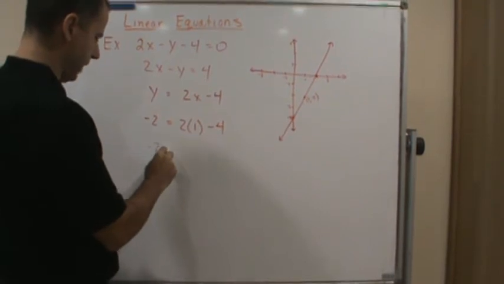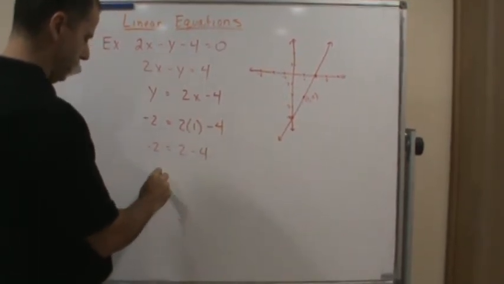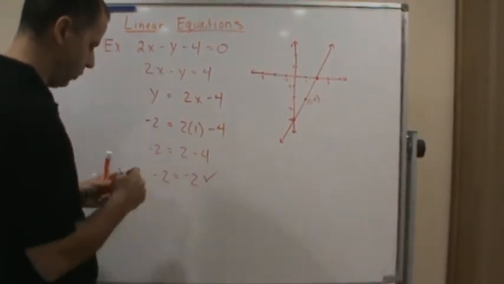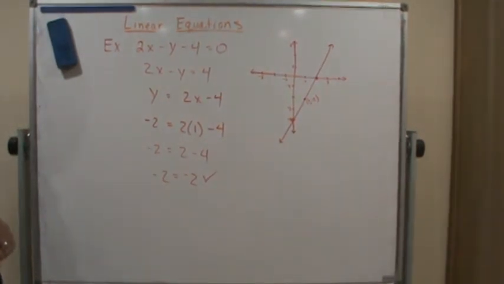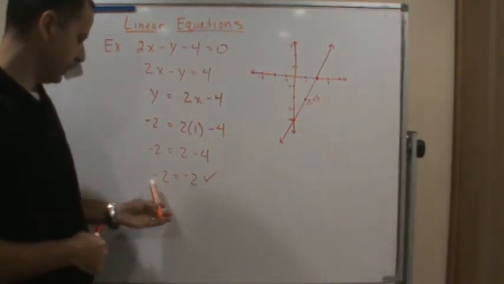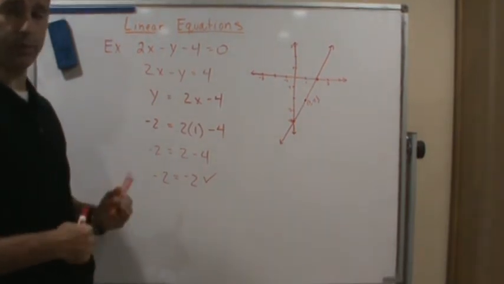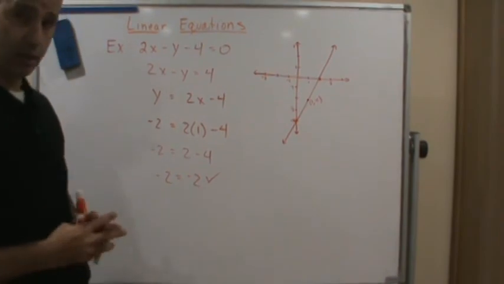If we simplify this, we get 2 minus 4, and we get negative 2 is equal to negative 2. And of course, there it is. That's a true statement, and so it's a solution. Now, if we got a false statement, something like negative 2 is equal to 1 or negative 2 is equal to 0, that would tell us that it's not a solution.